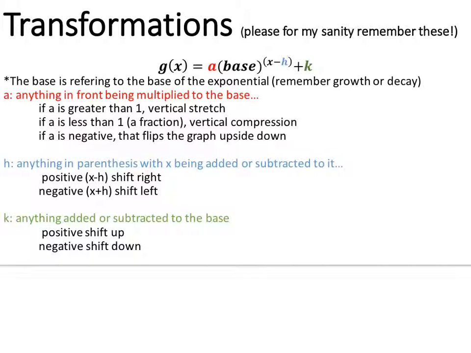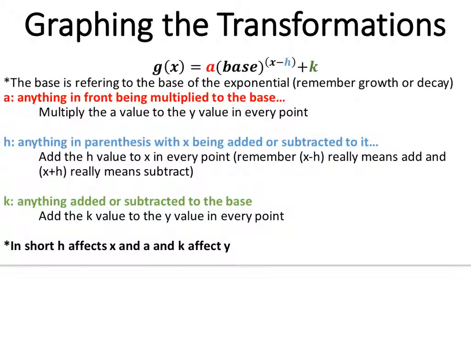So this base, remember that is the base of our exponent. If you notice, our exponent and our H is high up, up here. The variable and the H are up in the exponent. A is still what's being multiplied to the base, K is still what's being added or subtracted to the base, and your H value is what's happening to X. So these are the notes reminding you of what each of those different letters do to your graphs. And then again, this is how you're going to change each of them.